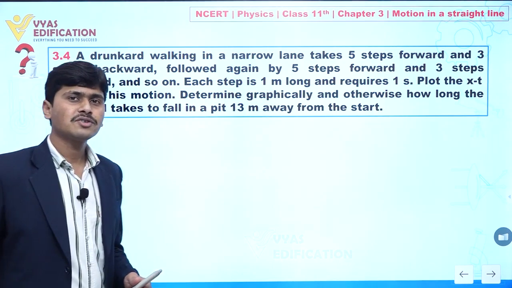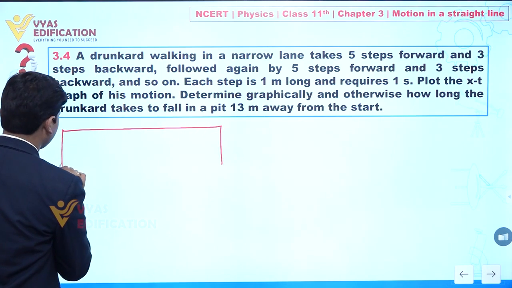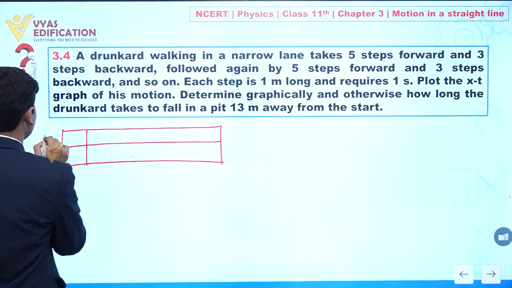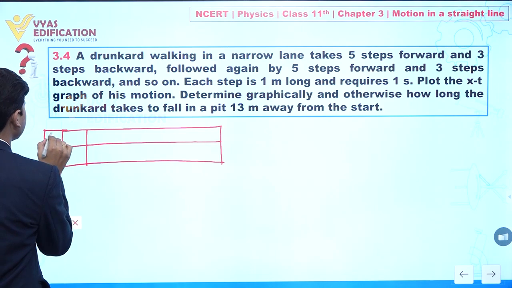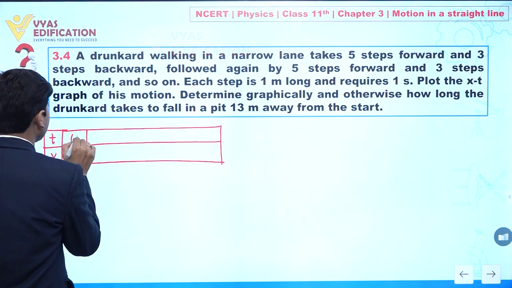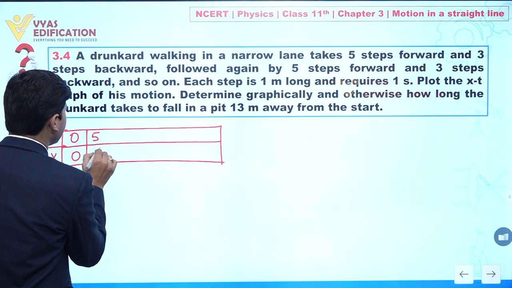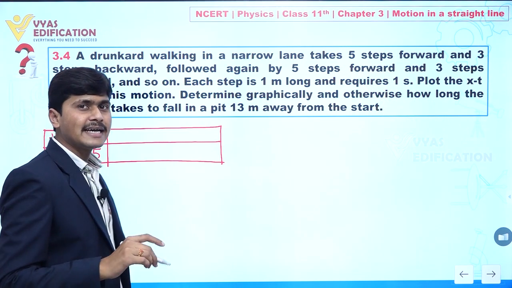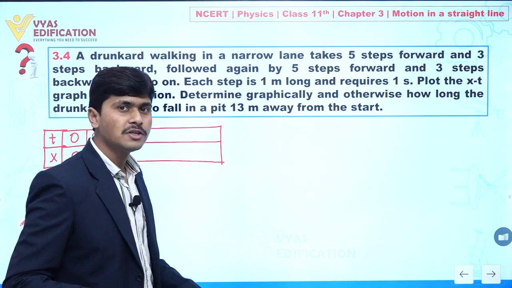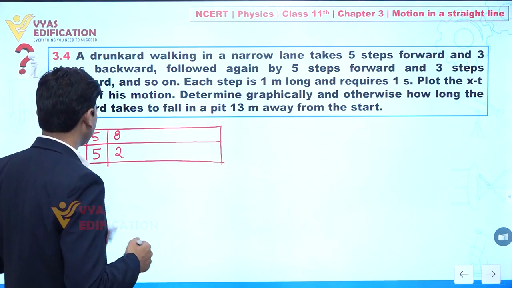Now let us try to solve this question graphically. First I am drawing a table. Listen carefully. Let's suppose here I am taking time and x. Clear? When time t equals 0, position x is 0. In the next 5 seconds he moves 5 meters. In the next 3 seconds, that is 8 seconds in total, we have a displacement of 2 meters, because he moves 5 steps in the forward direction and 3 steps in the backward direction. So total displacement is 2.